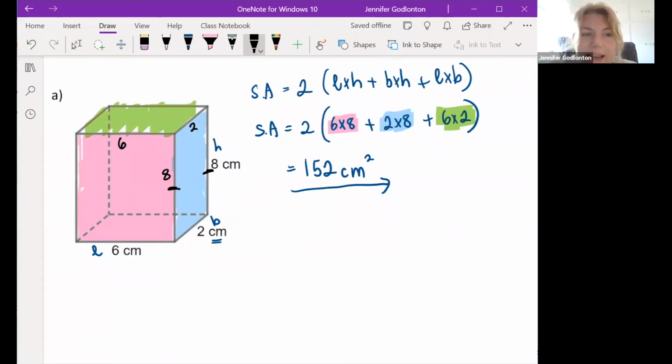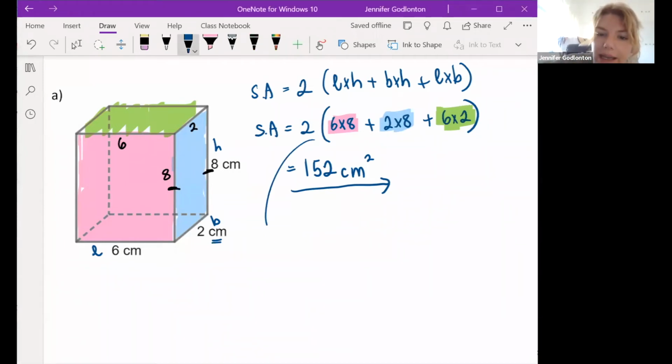Okay, Naledi, how can I help? Ma'am, why are we not saying centimeters cubed? Because there are 3 units. The 3. So no, I hear what you're saying, but we're not multiplying 3 together. We're only ever multiplying 2 together.